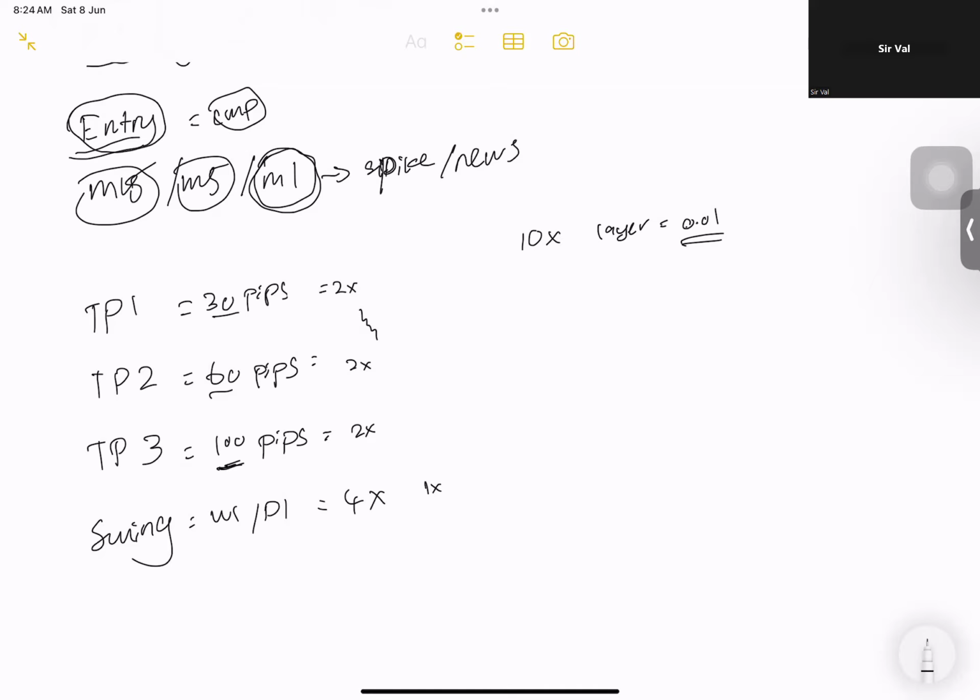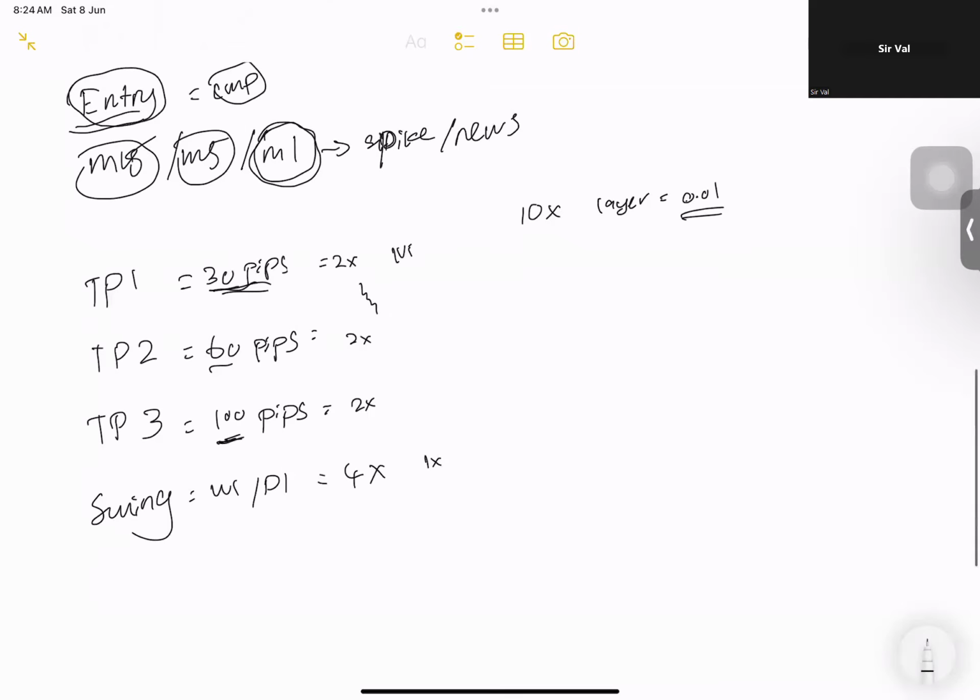But for me, if the price has run 30 pips, I will consider the setup a winning one. Example, the price runs 30 pips, then the price reverses. I didn't have any loss, because after the price ran 30 pips, I will set all the remaining layers to BE.